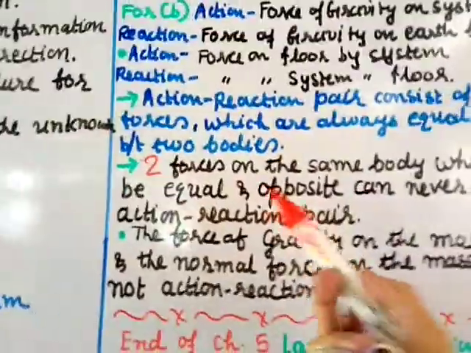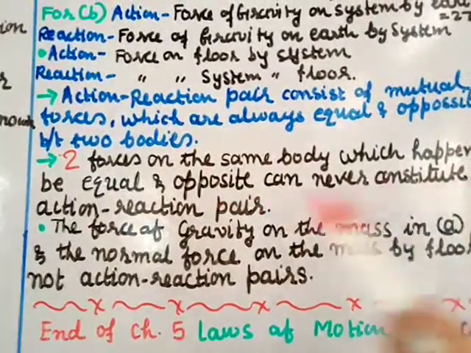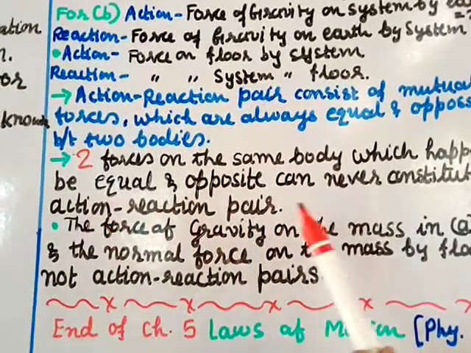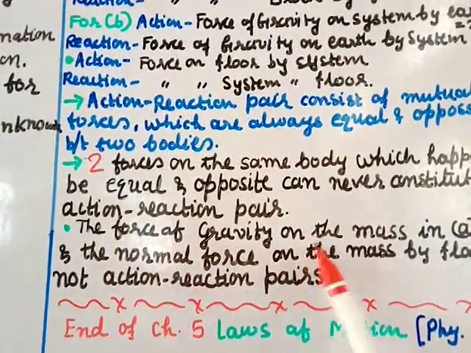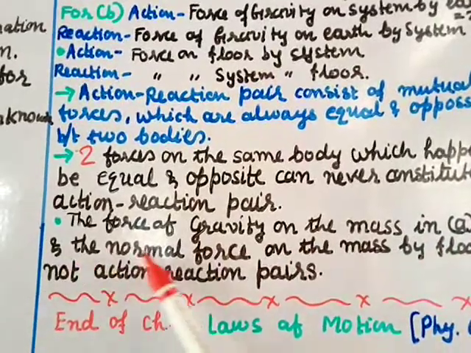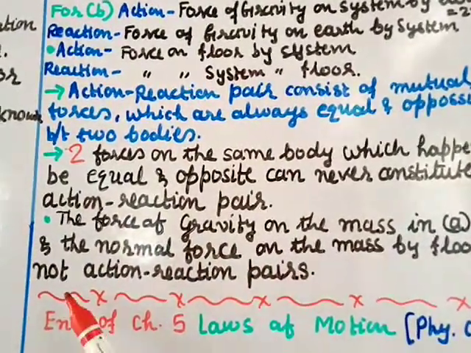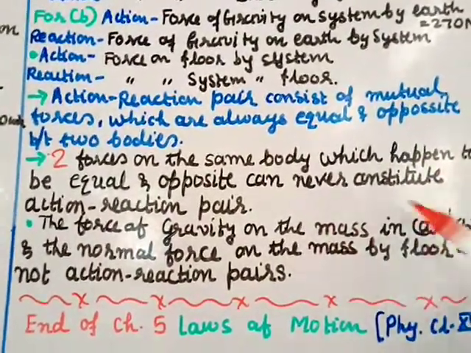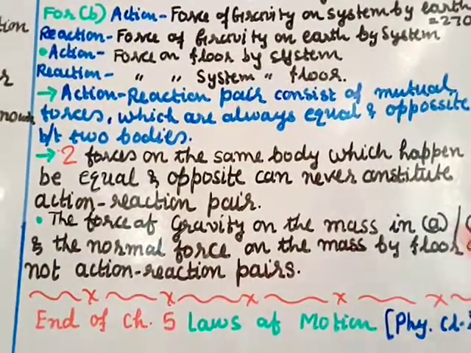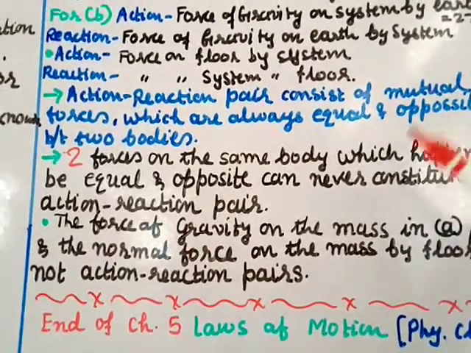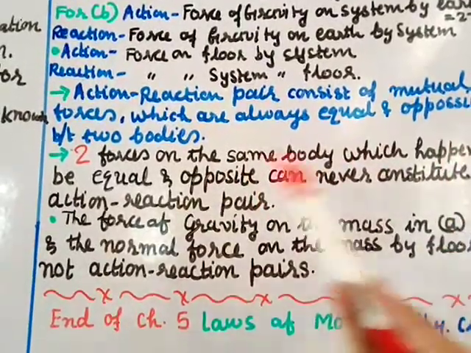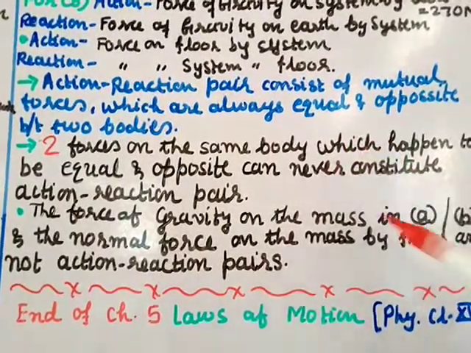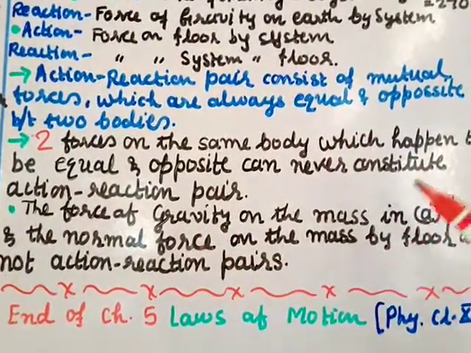Two forces on the same body which happen to be equal and opposite can never constitute an action reaction pair. The force of gravity on the mass in A or B and the normal force on the mass by the floor are not action reaction pairs. The first is the general form. The second we have given from our example. If two forces are acting on the same body and are equal and opposite, then you cannot say that they are action reaction pairs.